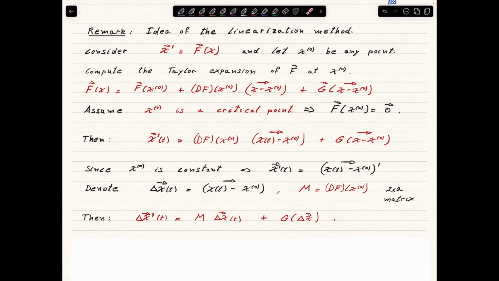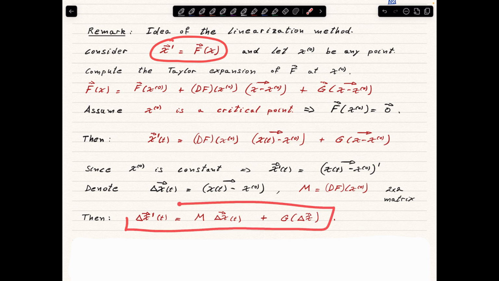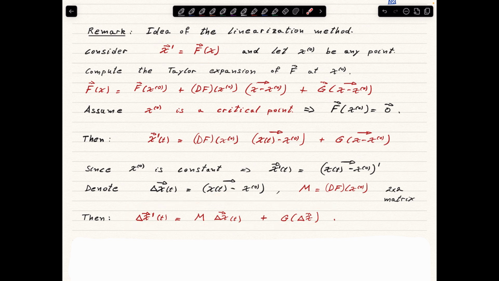After doing all this calculation, we see that the nonlinear equation can be written in this way. And this way is very nice because what it's saying is that the nonlinear equation, close to an equilibrium solution, can be written as a linear system plus a remainder. The remainder here is close to 0 when we are close to an equilibrium solution.